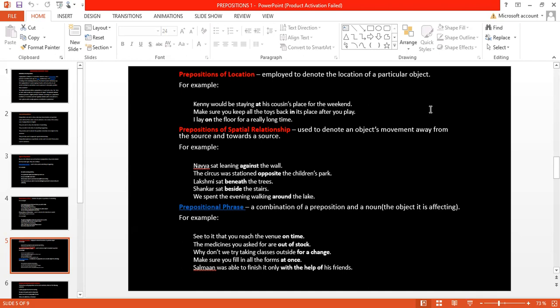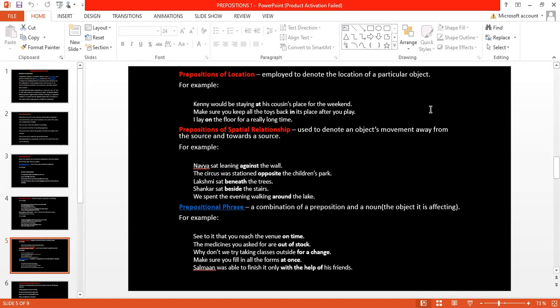Okay. Prepositions of spatial relationship are used to denote an object's movement away from the source and towards another source. Navia sat leaning against the wall. Against the wall, that's the preposition. Against, that word there. The circus was stationed opposite the children's park. Okay, so you can see that there. We spent the evening walking around the lake.